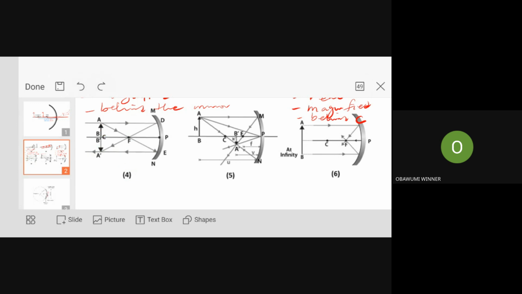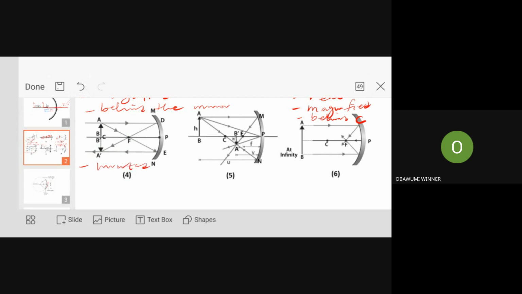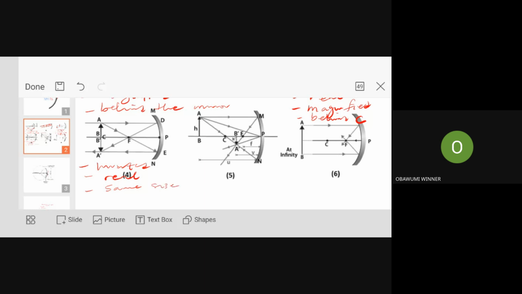So meaning that if I keep an object exactly at the center of curvature, these are the few characteristics you will notice. Number one is that the image is going to be inverted. Number two is that the image is going to be real. Why? Because it's not formed behind the mirror. It's formed in front, all right? Now, the third one is that the image is going to be the same size as the object. And of course, the fourth one is that the image will be formed exactly at the same point C.